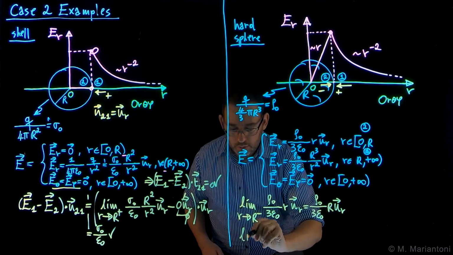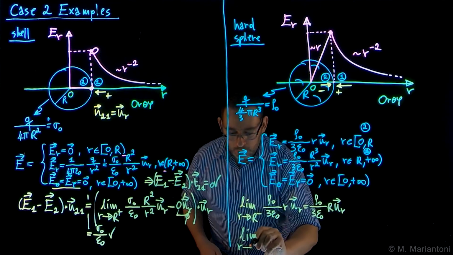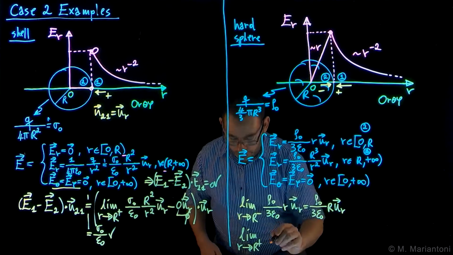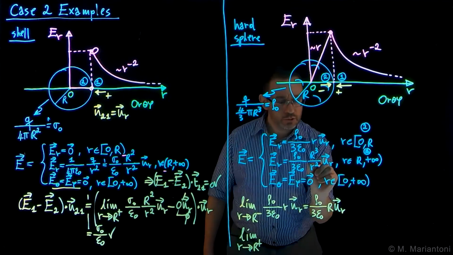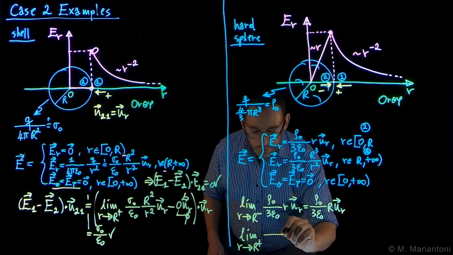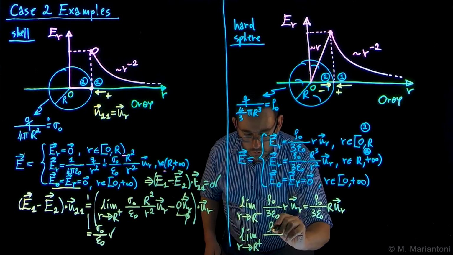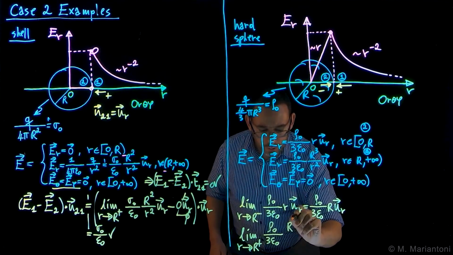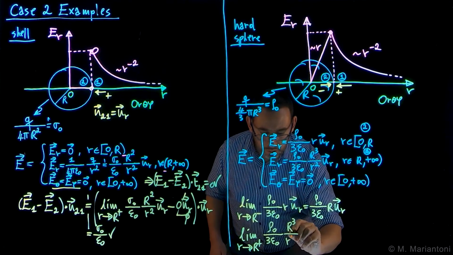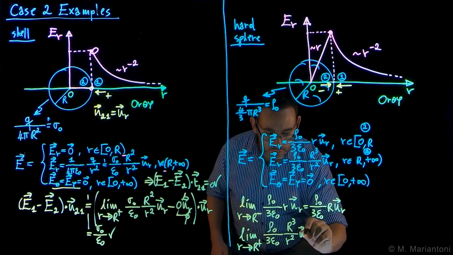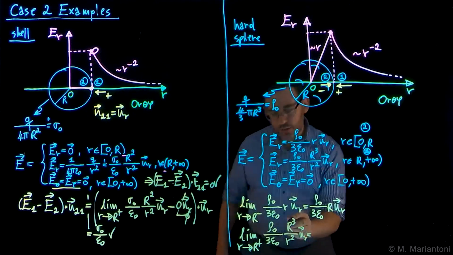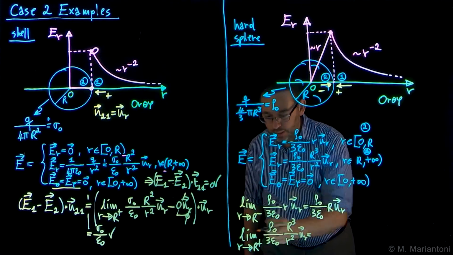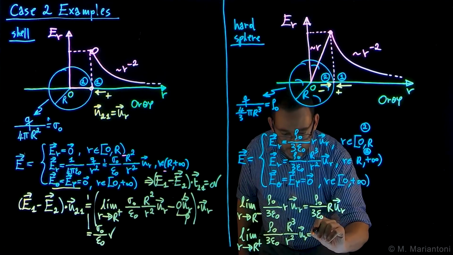Let's do the limit from r that goes to capital R plus instead. So we need to use this other equation in this case. Rho naught over 3 epsilon naught capital R cube divided by small r squared ur. And guess what? In this case, we obtain R cube over R squared in the limit, so we obtain exactly the same result.